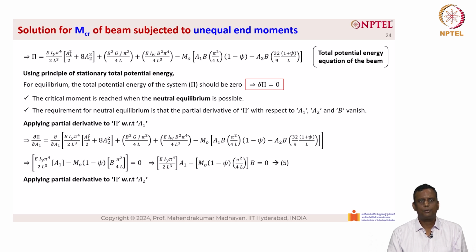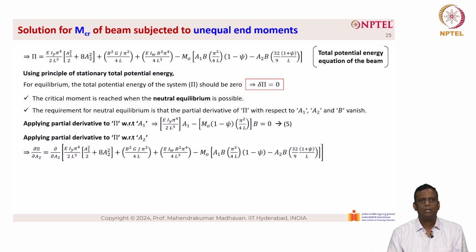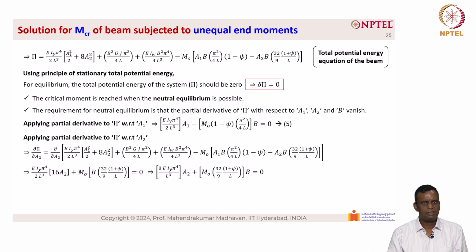Applying partial derivative to pi with respect to a2, we have again a big equation here. We can simplify this further. After simplification, we get a very nice equation here, which is 8 into EIy into pi power 4 divided by L cube into a2 plus m naught into 32 by 9 into 1 plus psi by L bracket close into b is equal to 0. So this becomes equation 6.